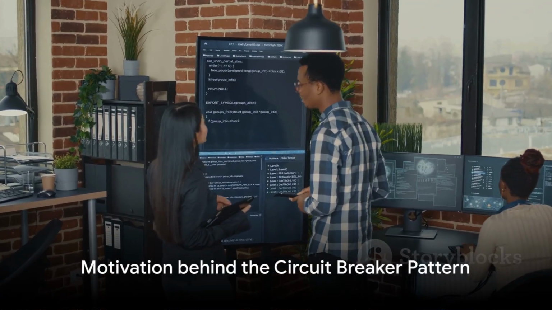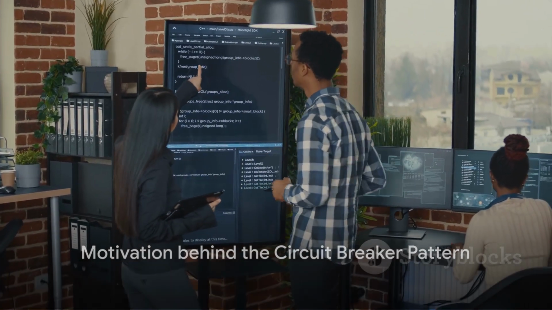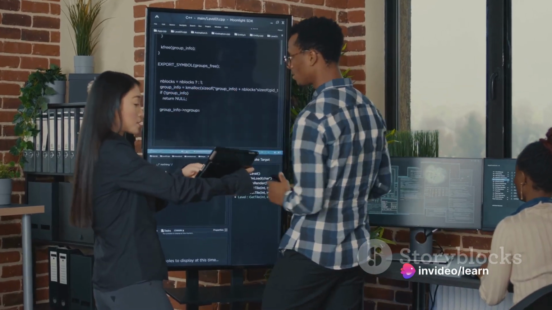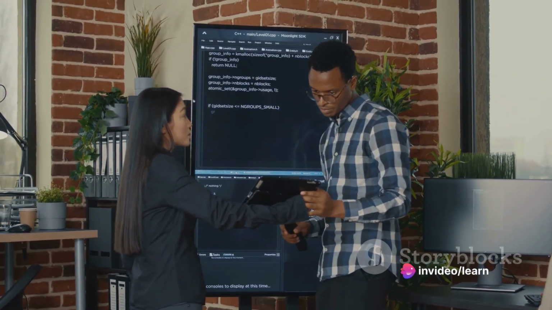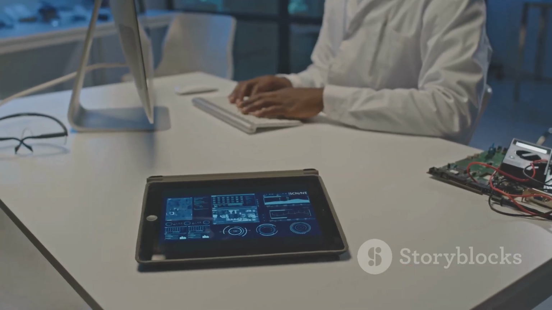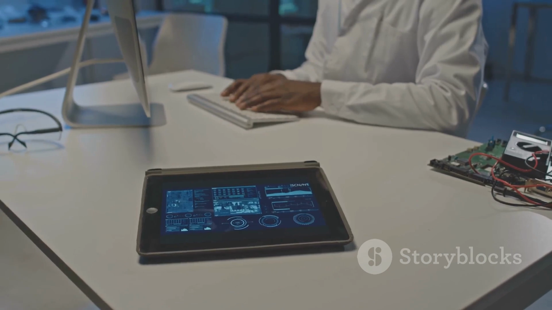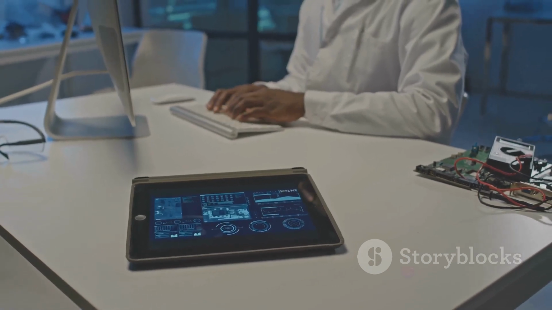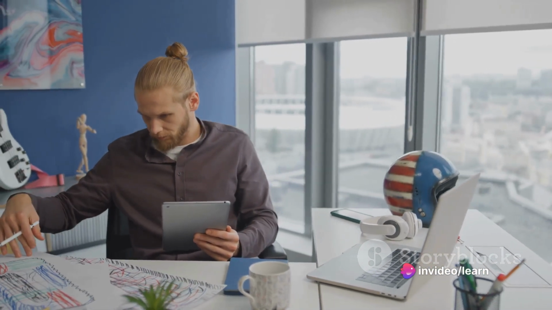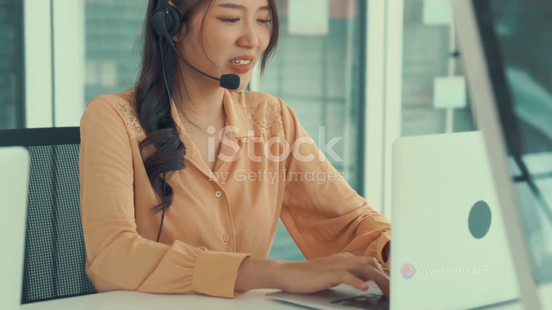You may wonder, why do we need the circuit breaker pattern? Well, let's dive into the motivation behind this ingenious pattern. Picture this: a complex application running on multiple microservices, each handling their respective tasks. It's a well-oiled machine until one of these services goes down or starts to lag. Suddenly, the entire application feels the strain. This is where the circuit breaker pattern steps in.